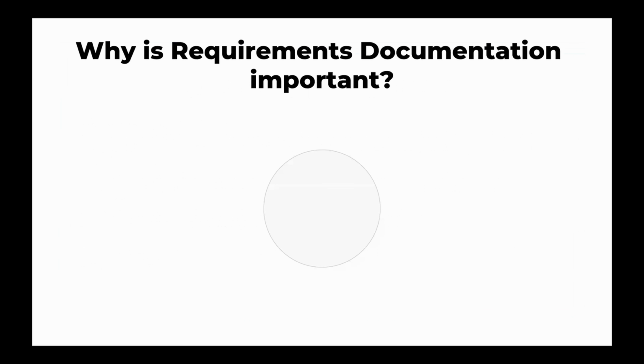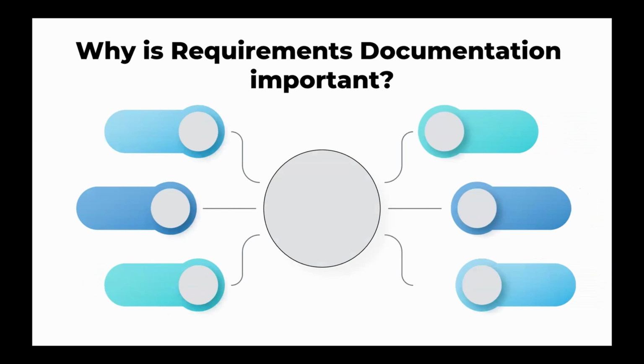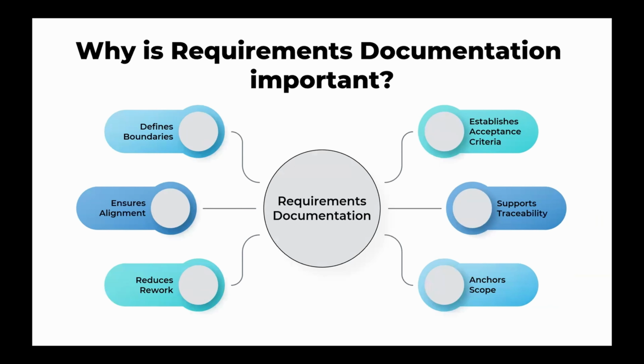So why is requirements documentation important? Well, it really defines your boundaries. It helps you with alignment. It reduces a lot of rework. It helps establish your acceptance criteria. It supports traceability all the way back to the person that requested it in the first place, and it anchors your scope. When your requirements are weak, vague, or incomplete, your scope will be wrong, your deliverables will be wrong, and your project will definitely drift.